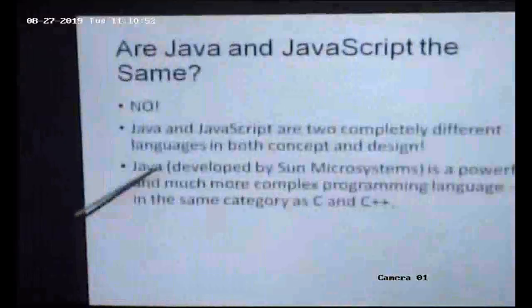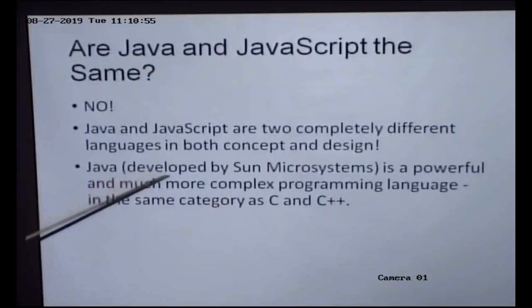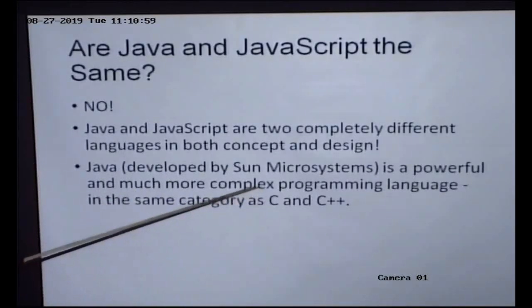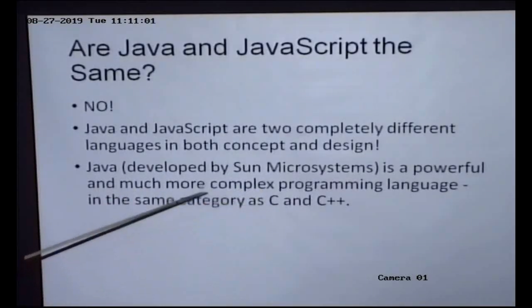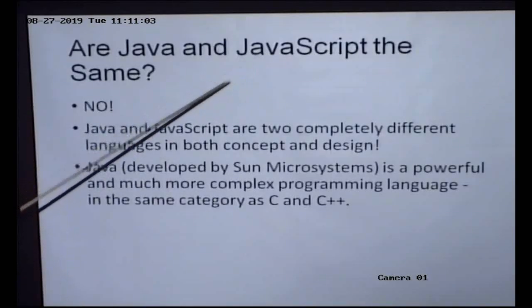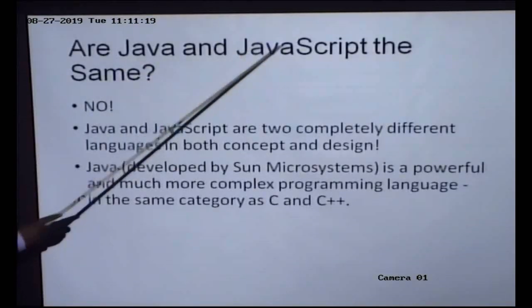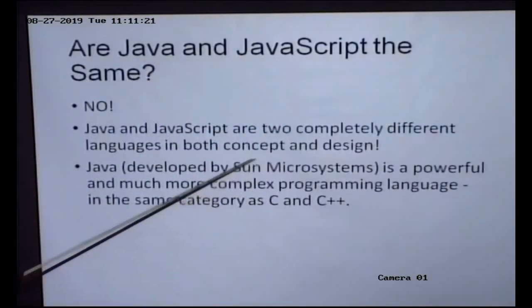Java was developed by Sun Microsystems. It's a powerful and much more complex programming language, similar to C and C++. But JavaScript is a lightweight programming language because you are using a script, and that script is embedded in the HTML code. So Java is entirely different from JavaScript. The names may sound similar, but the concept and design differ.